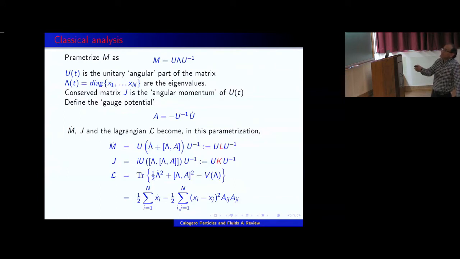This conserved matrix J, then, is the angular momentum that moves that U, and it's useful to define that matrix minus U^-1 U dot for later convenience. It's kind of like a gauge potential. Then you simply rewrite the Lagrangian in terms of the variables lambda and U. M dot is easily calculated to be like that, and is U times some matrix L U^-1. J, the conserved angular momentum, turns out to be like that, and it's again U times some matrix K U^-1.